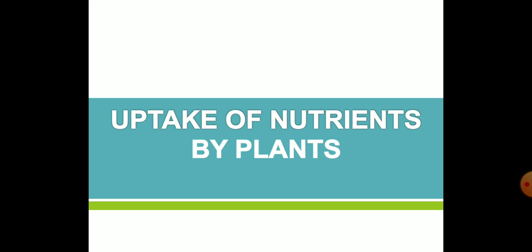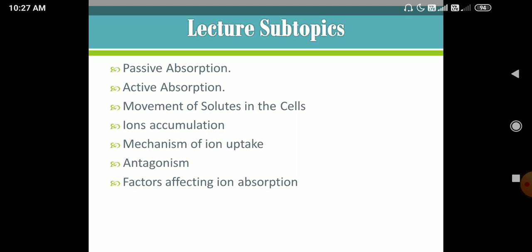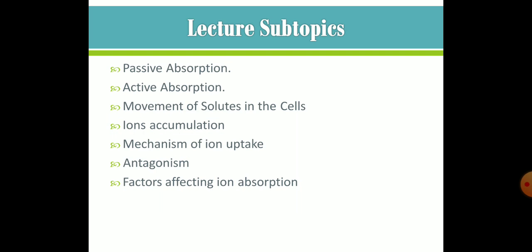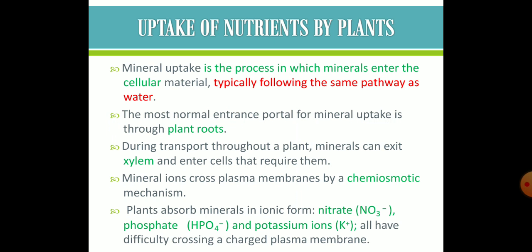The elements or minerals that are absorbed by the plant through the root from the soil are conducted to the different parts of the plant. That is how the concept of uptake of nutrients in the plant is developed. In this concept, you will study passive absorption, active absorption, ion accumulation, mechanism of ion uptake, antagonism, and the factors affecting ion absorption.